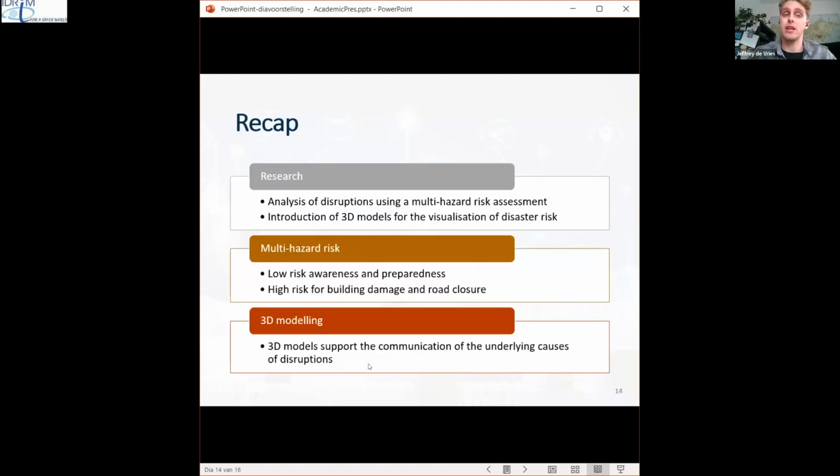So, a short recap: this study analyzed the potential disruptions that could occur as a result of earthquakes in the case study area using a multi-hazard risk assessment. And this showed that there is very low risk awareness and preparedness in the area that could result in inappropriate behavior during an earthquake. And there's high risk for building damage, which could lead to half of the roads having a high risk of being closed by debris. In addition, I introduced 3D models for the visualization of disaster risk. And by visual interpretation, it was determined that 3D models increase the understanding of the morphology of the area and support the communication of these underlying causes of the disruptions.